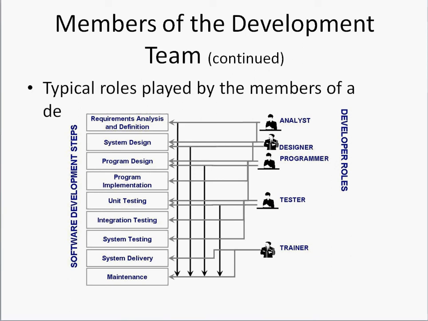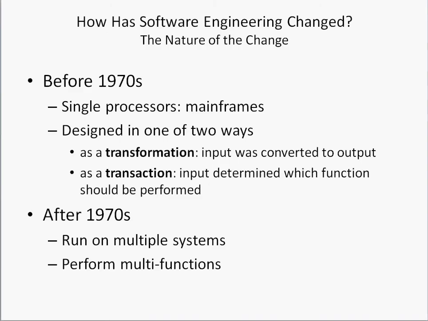Now, in terms of the software development steps, we can see that the analyst maps the requirements and definition, your designer does the system design, and your programmer does your program design and program implementation. Typically, you have testers that do unit testing, integration testing, and system testing, and your trainers will deliver the system and help with maintenance.